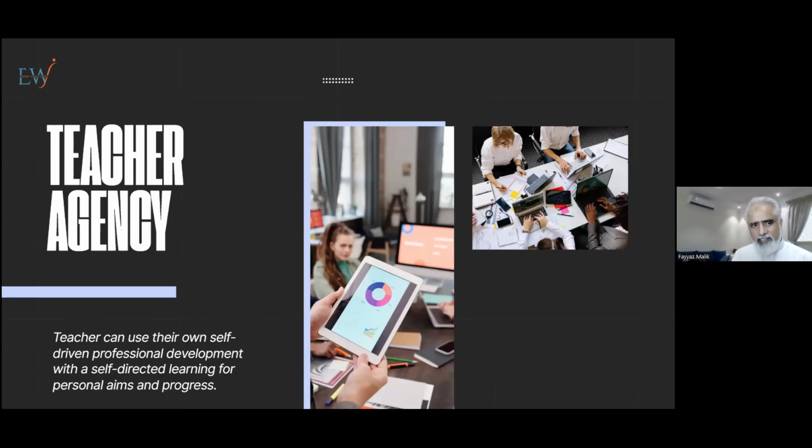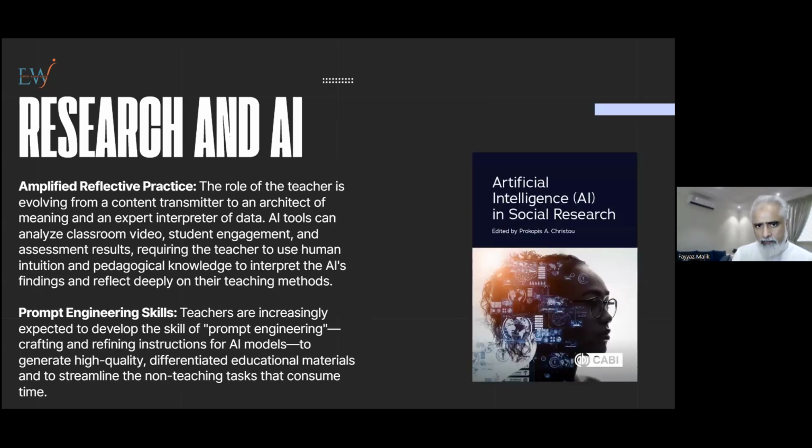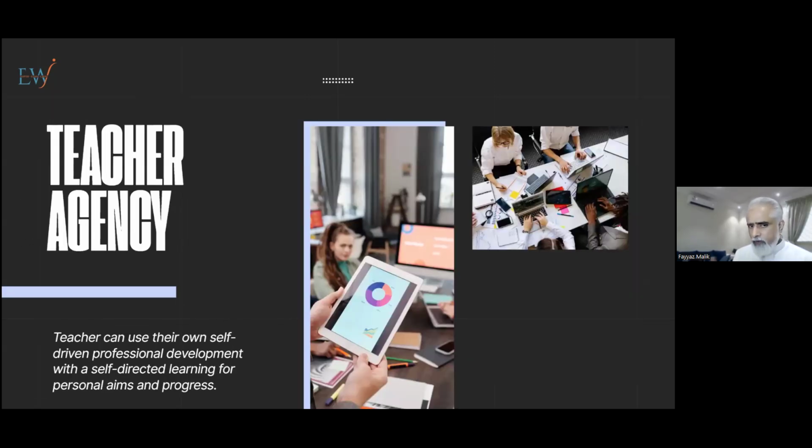The last point is teacher agency. With the help of AI and all other resources and practices which are available free of cost, teachers can use their agency. They can use their own self-directed learning for their own development, and this is the freedom they have, where they don't have to look at expected policies from the state, institute, or anybody else.